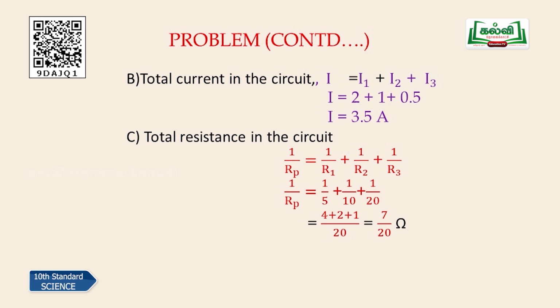The third question is total resistance in the circuit. That means I have to find 1 by Rp is equal to 1 by R1 plus 1 by R2 plus 1 by R3. Now I have to substitute the values of the resistors. 1 by Rp is equal to 1 by 5 plus 1 by 10 plus 1 by 20. When I simplify, I get the answer of 7 by 20.